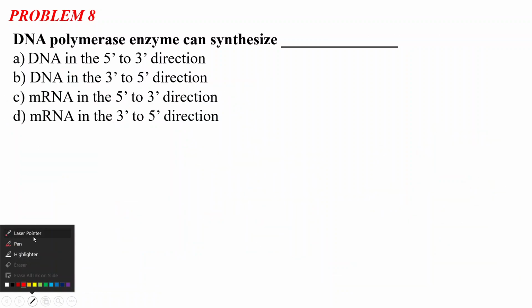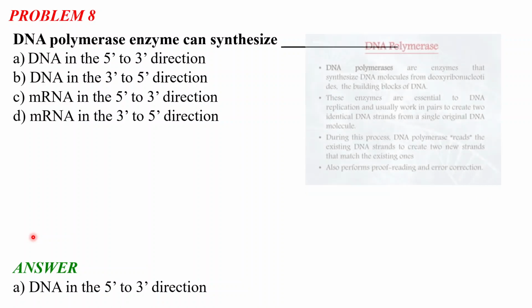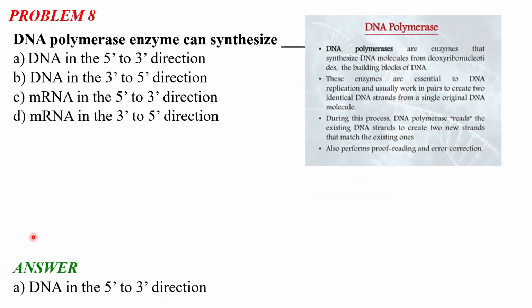So, the correct answer will be: DNA polymerase enzyme can synthesize DNA in the 5 prime to 3 prime direction, which is number A. Very good. So, now let us see the DNA polymerase enzyme. It is a group of enzymes that can synthesize DNA molecules from deoxyribose nucleotides, the building blocks of the DNA. These enzymes are essential to DNA replication and usually work in pairs to create two identical DNA strands from a single original DNA molecule.